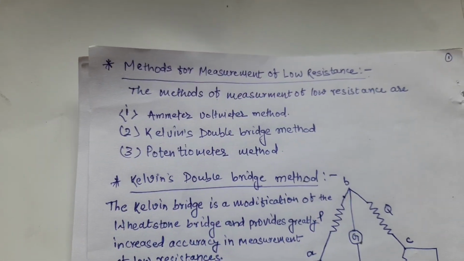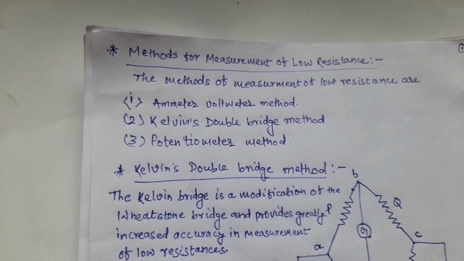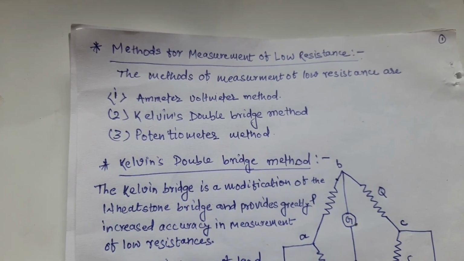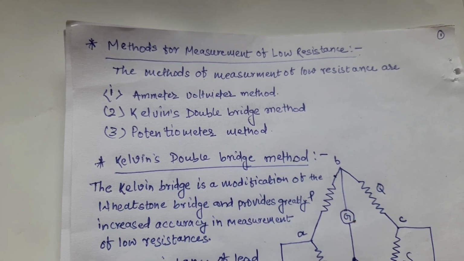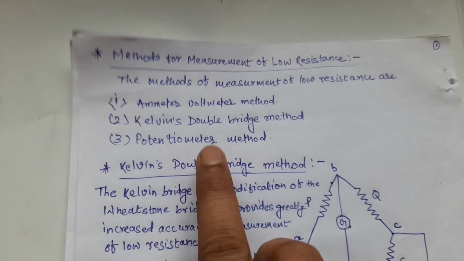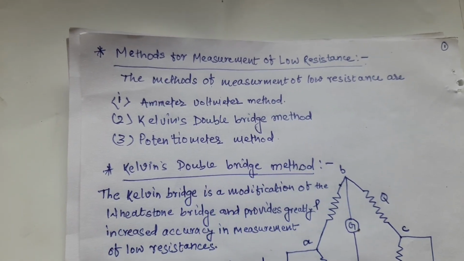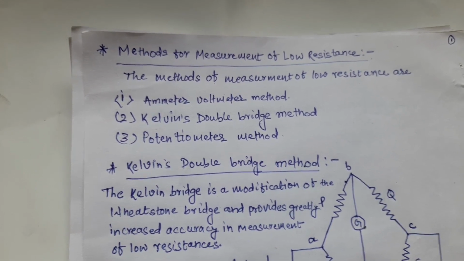In the earlier class I discussed the measurement of medium resistance, where there are mainly two methods, the voltmeter and ammeter method. For the measurement of low resistance, the voltmeter and ammeter method is the same, but there is a huge error and it is a more inaccurate method for the measurement of low resistance.